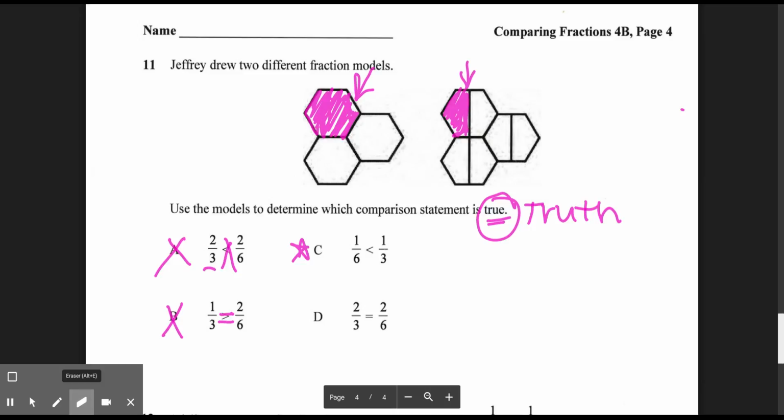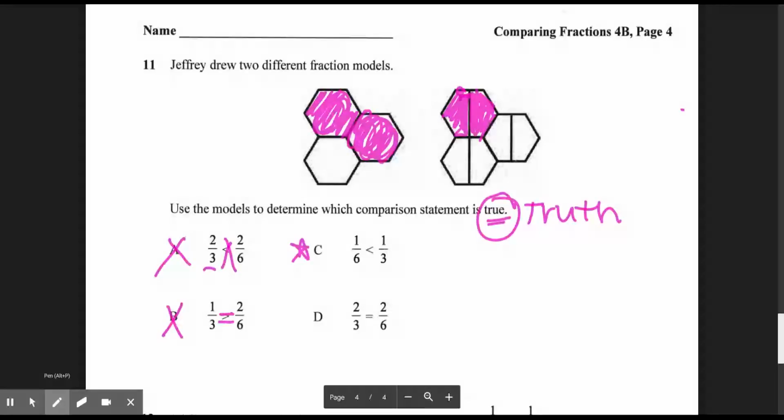But we're going to go ahead and look at D before we make a decision. D says 2/3 is equal to 2/6. So here's 1/3, 2/3, and here is 2/6. All right, so is 2/3 equal to 2/6? No, it is not, because they do not cover the same amount of the model. So C was our answer.